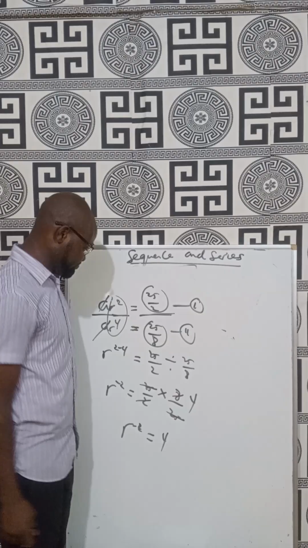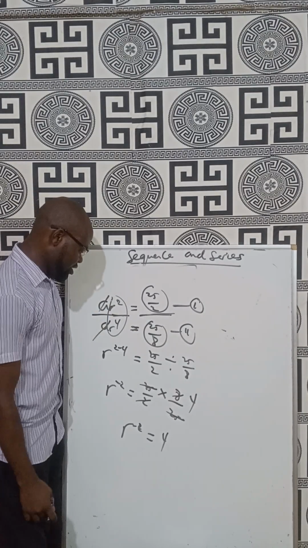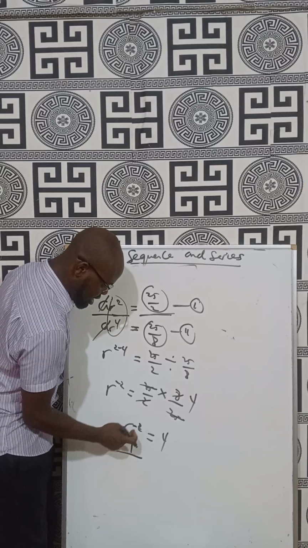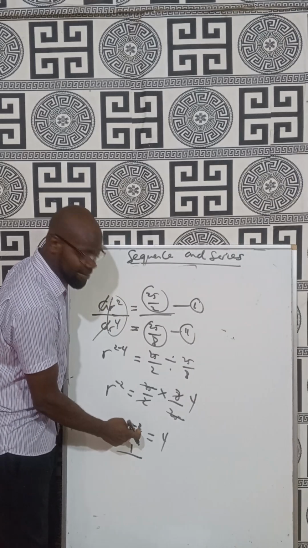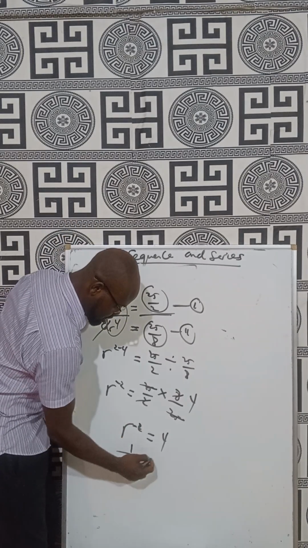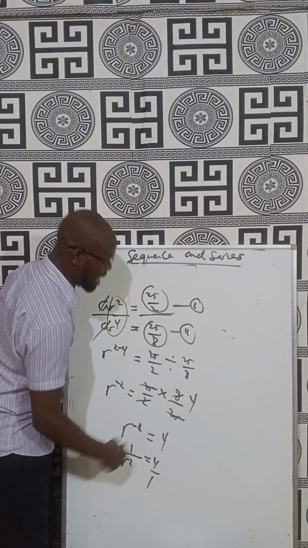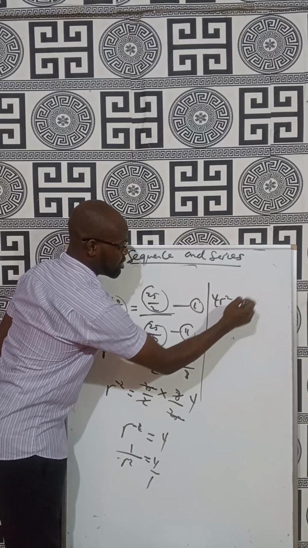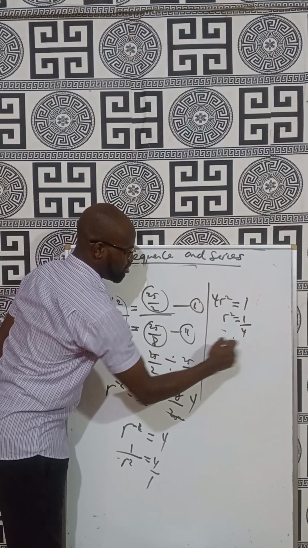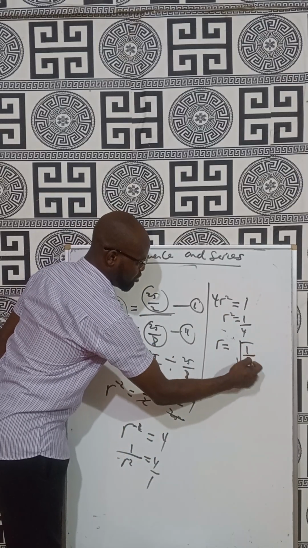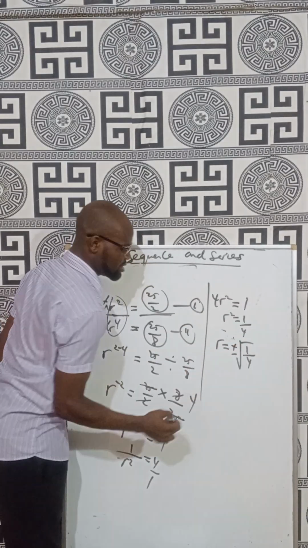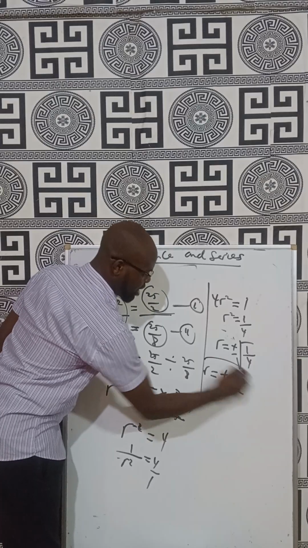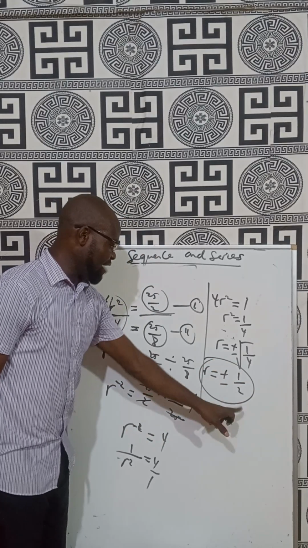So what do we do from there? We have R to the power minus 2 is 4. From the law of indices, the minus means 1 all over. So 1 over R squared equals 4 over 1. If you cross multiply, you have 4R squared equals 1, and R squared equals 1 over 4. R equals the square root of 1 over 4. Don't forget the plus or minus. Square root of 1 is 1, square root of 4 is 2. So our R is either plus half or minus half.